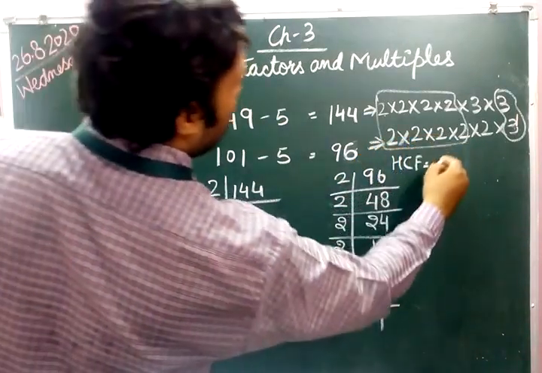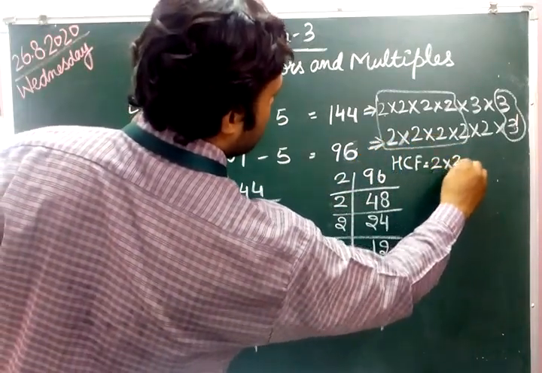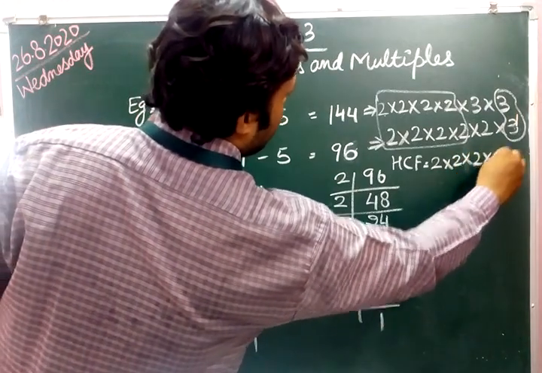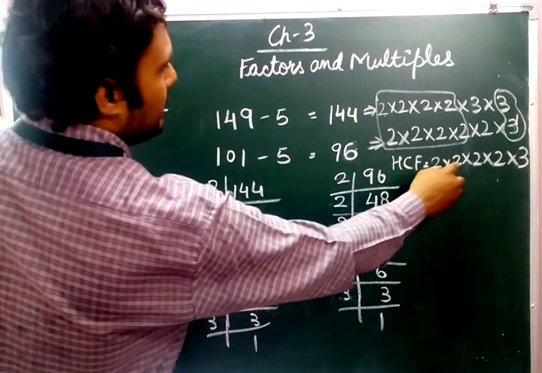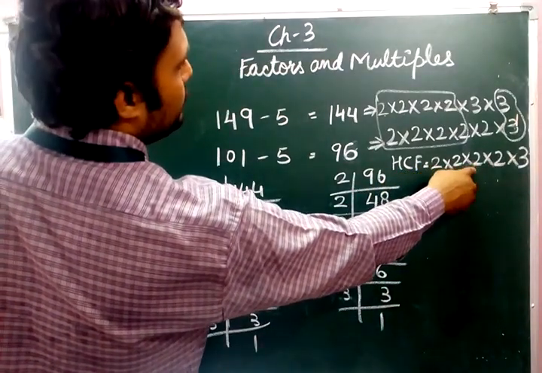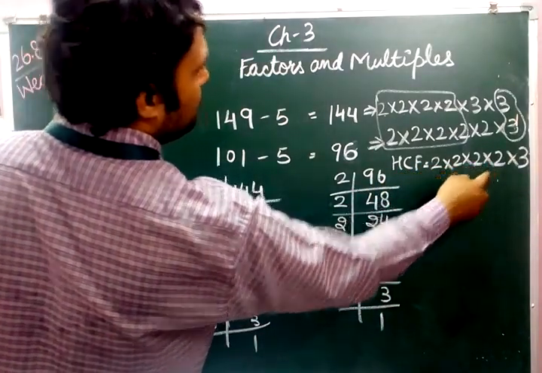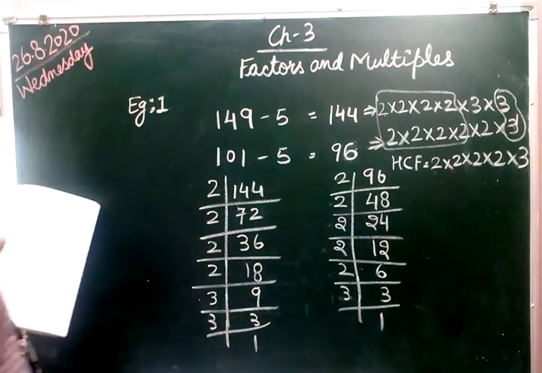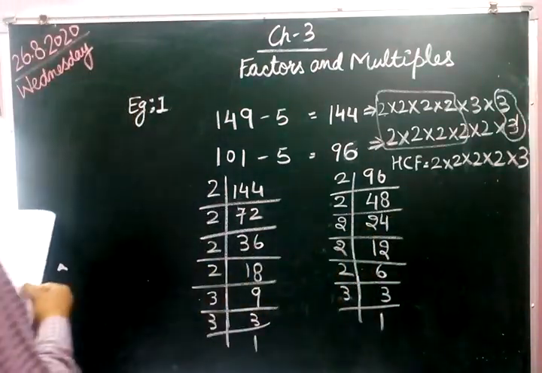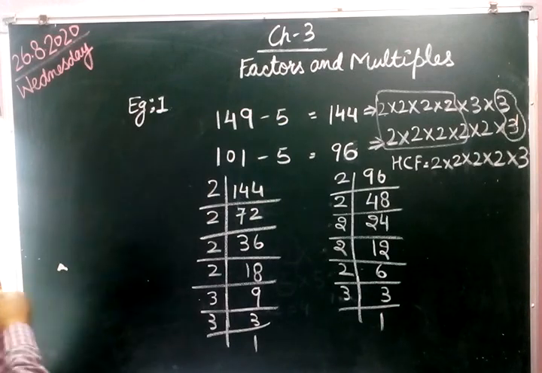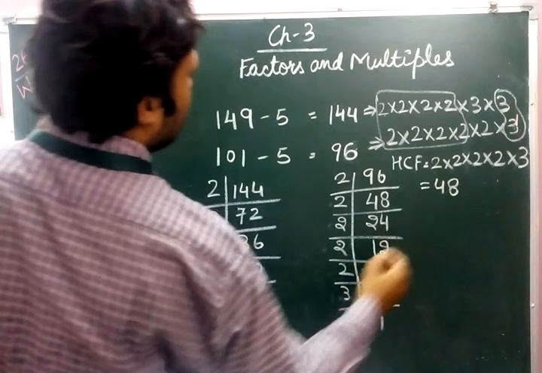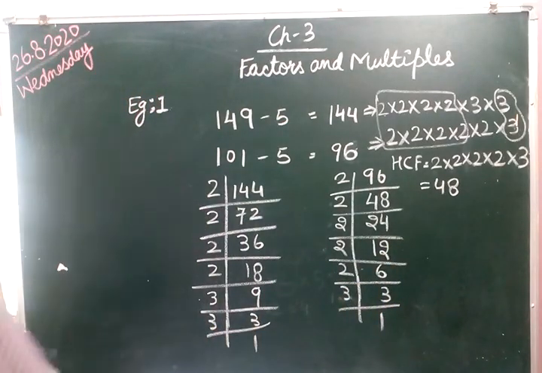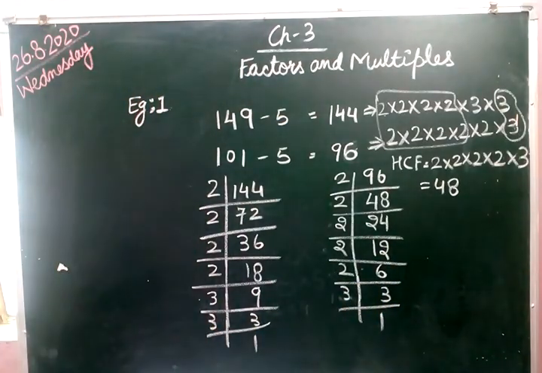2 multiplied by 2 multiplied by 2 multiplied by 2, multiplied by 3. 2 multiplied by 2 you got 4, 4 multiplied by 2 you got 8, 8 multiplied by 2 you got 16, 16 multiplied by 3 you got 48. So the answer you got is 48. In this way you can do the question.